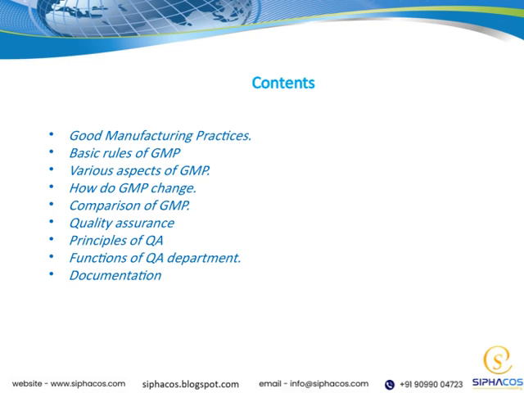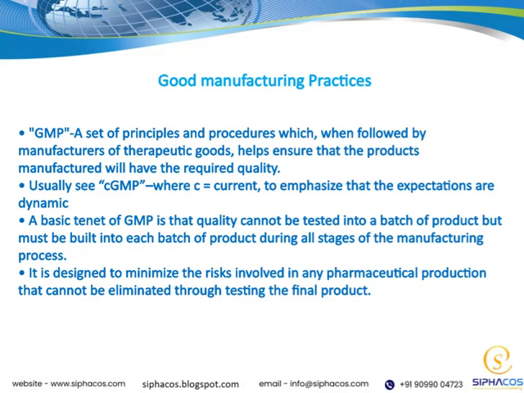Good manufacturing practices, or GMP, are really about a set of principles and procedures that manufacturers of therapeutic goods need to follow. When these guidelines are in place, they help ensure that the products produced meet the required quality standards. You'll often see the term CGMP, where the C stands for current. This highlights that these expectations are always evolving, reflecting the latest science and technology.